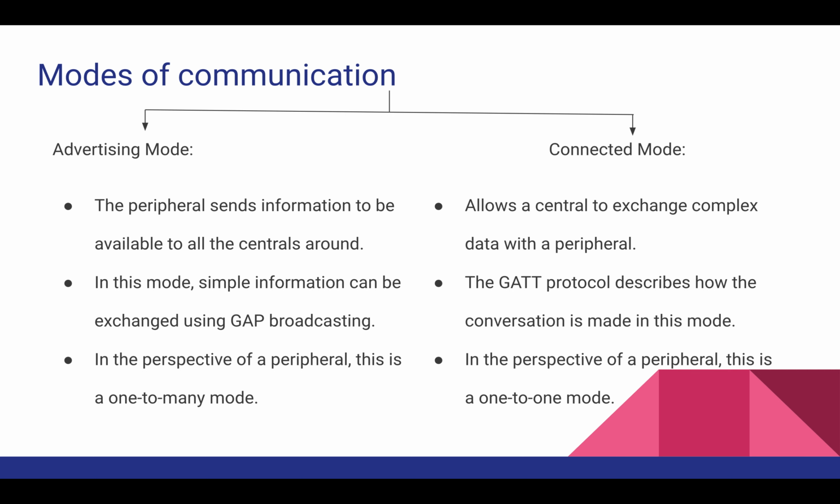Okay, so from the perspective of the peripheral, this is a one-to-one mode. It means one central is here and only one peripheral is here. Communication is going on between one central and one peripheral. In the connected mode, the communication is between one peripheral and one central only, where the central can perform both read and write operations on the peripheral data.